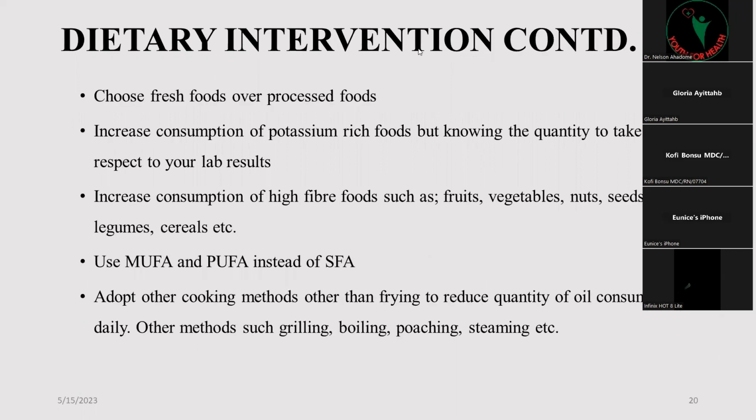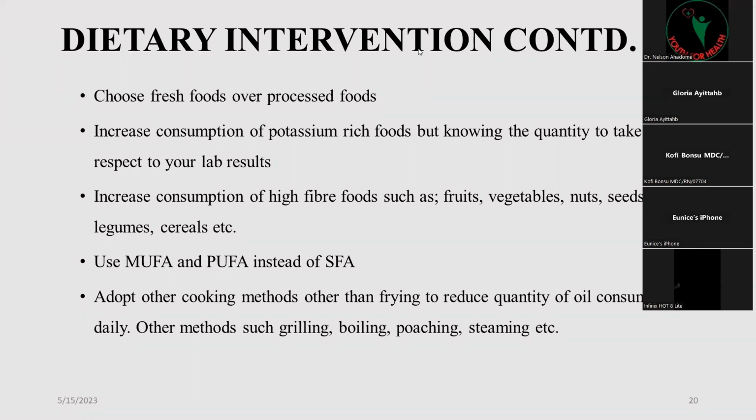We should also choose fresh foods over processed foods, then increase the consumption of potassium-rich foods, but you should also take into consideration your lab results. That is why it is important for us to always go in for medical checkups and know our lab results, because if your potassium is too high and you take in too much potassium food, it can harm you. Then increase your consumption of high fiber foods such as fruits, vegetables, nuts, seeds, and legumes.